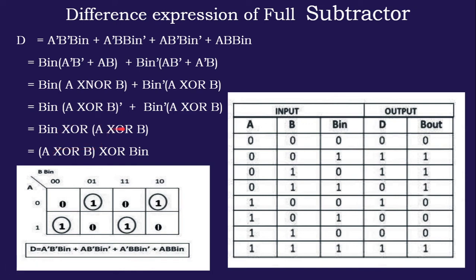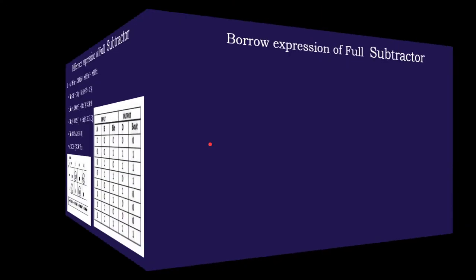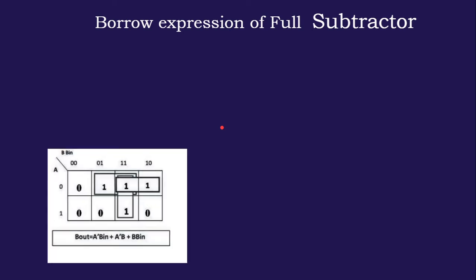So we are just changing the position of this a XOR b, and we are writing this Bin over here. So this is the final expression for the difference: a XOR b, and we are XORing that answer with the borrow in. So this is how the difference equation is formed. In the same way we can find the expression for the borrow.